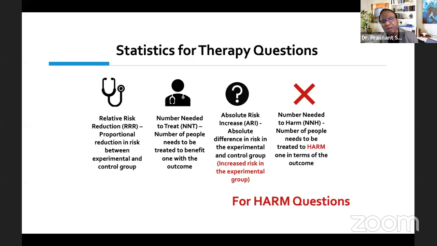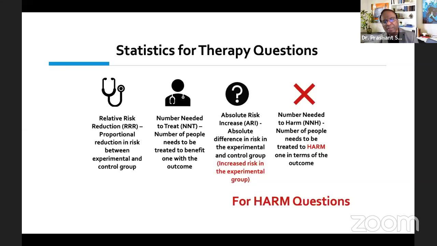The most important measure that we normally use with randomized clinical trials is the number needed to treat, NNT, which simply means how many people we need to treat to provide benefit to one patient. If that number is small, it means the treatment has higher benefit. If that number is large, it means that treatment is not that effective.